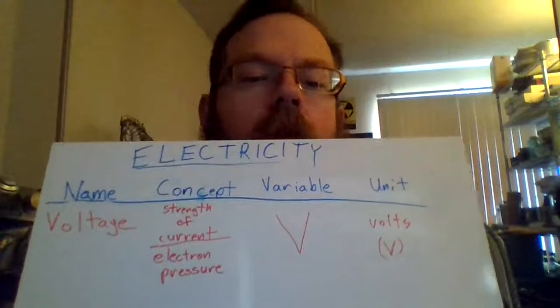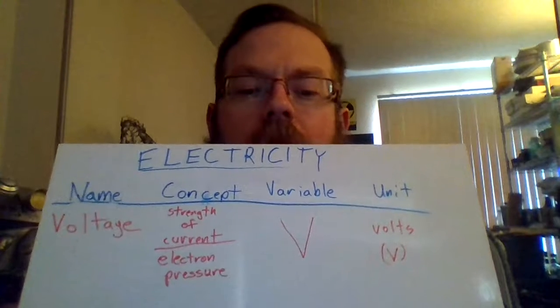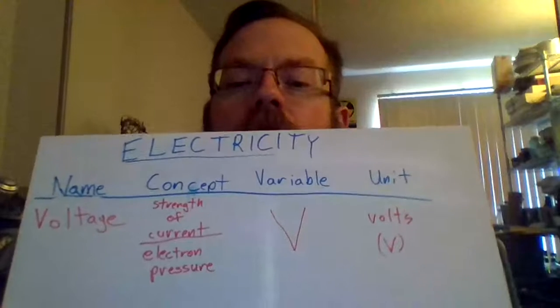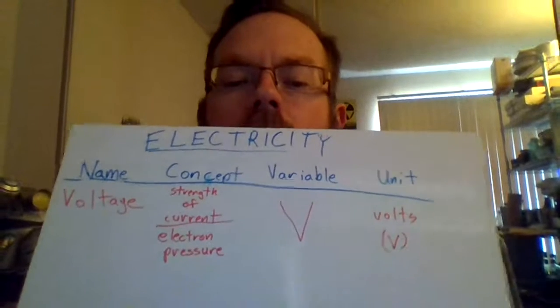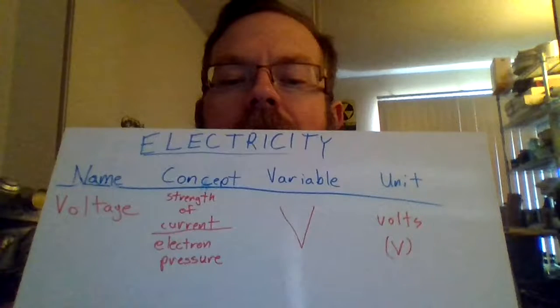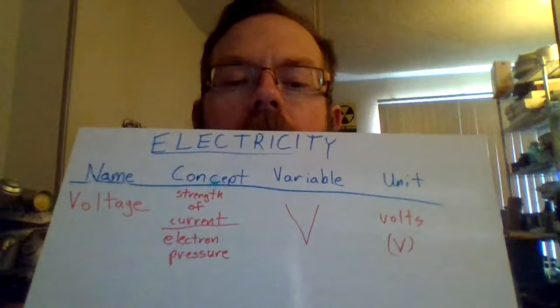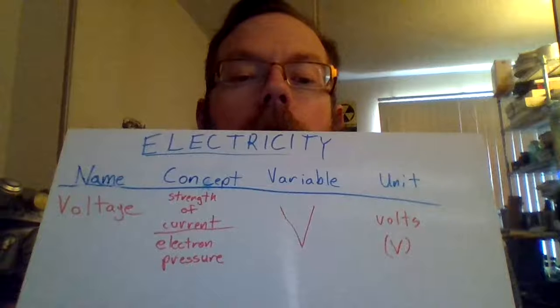So voltage is the strength of current, which we could think about as electron pressure, represented by the variable V with the units of volts, also V. Make sure you have that in your head or get it written down. I'll see you in a little bit and we will talk about current.